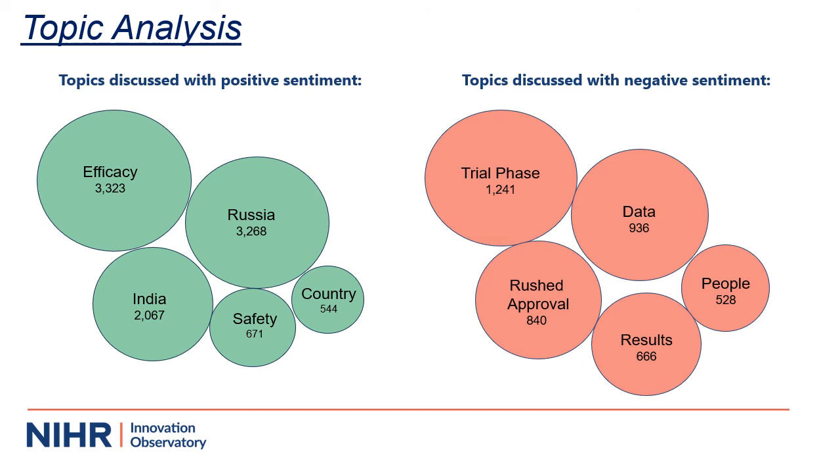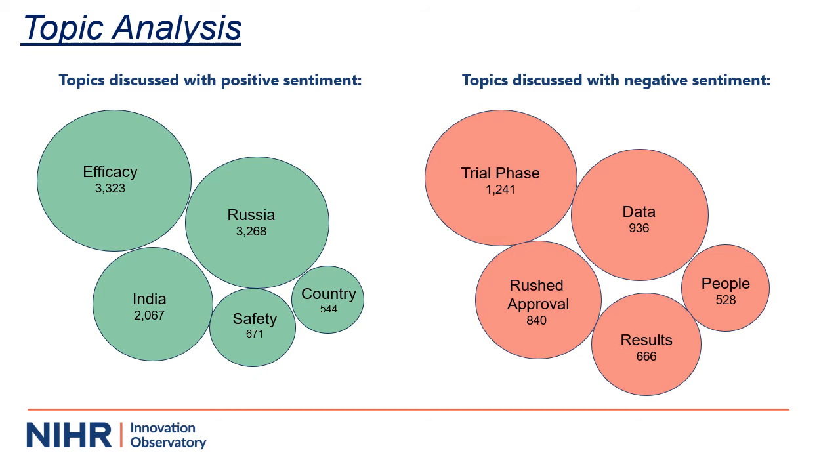two of the key topic areas discussed most positively were in relation to efficacy and safety of vaccines, whereas rushed approval before completion of phase 3 trials or before the release of publicly available data was discussed with negative sentiment. Negative sentiment was also detected in relation to people discussing poor results from vaccine trials in various countries.